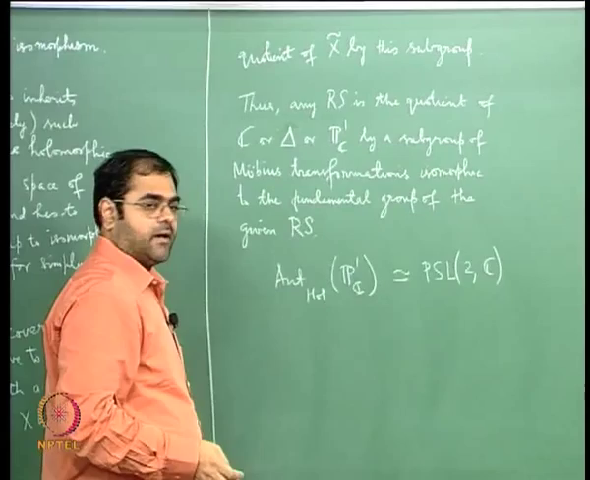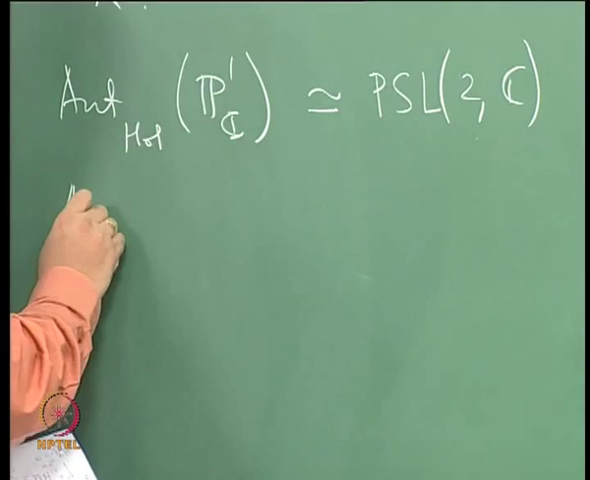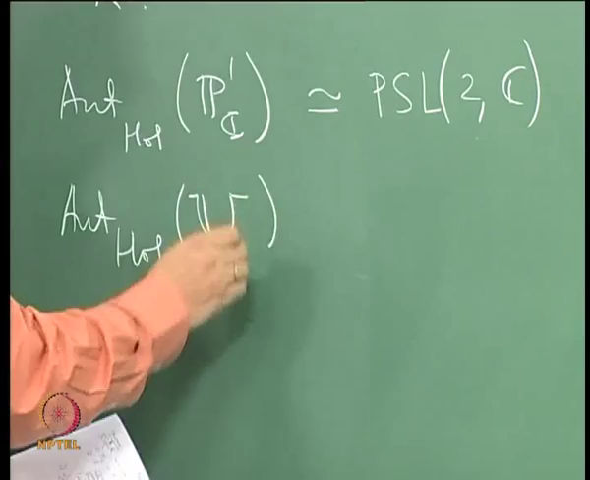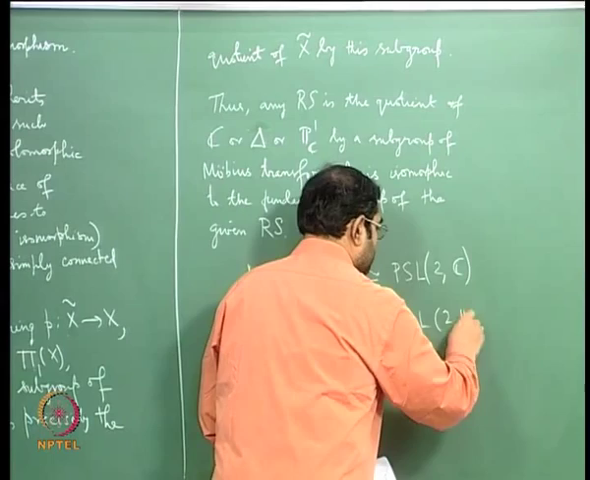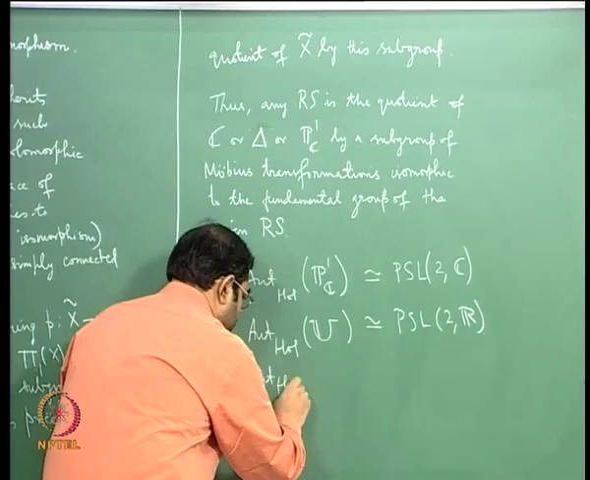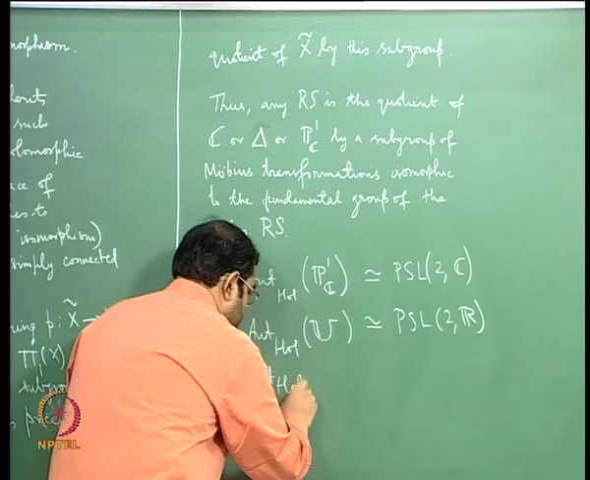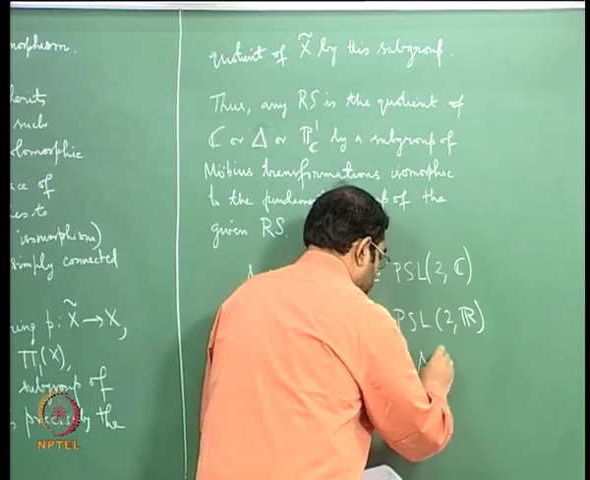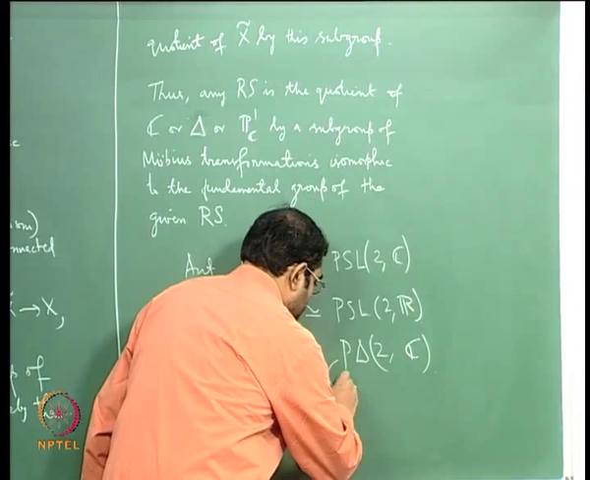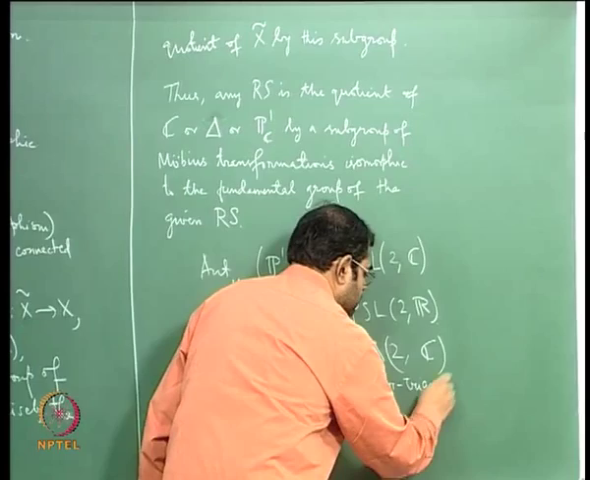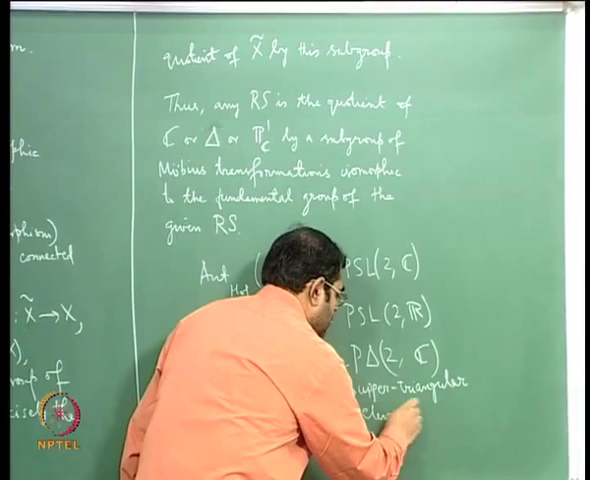Okay, and then automorphisms, holomorphic automorphisms of the upper half plane, okay, is going to be isomorphic to. So let me write this down first, and then I'll explain. Automorphic holomorphisms of C is going to be PSP delta 2, comma C. Okay. So this is upper triangular elements of PSL2C.